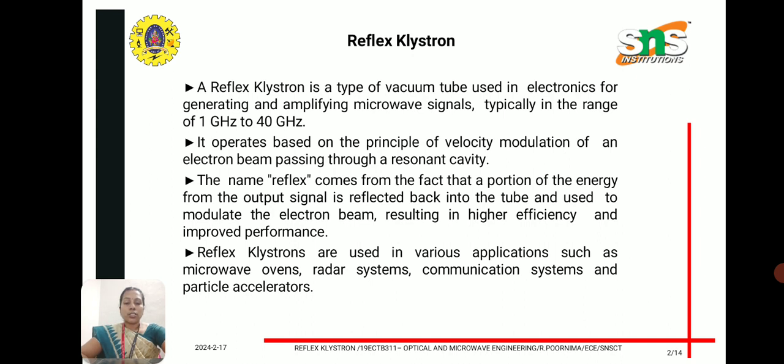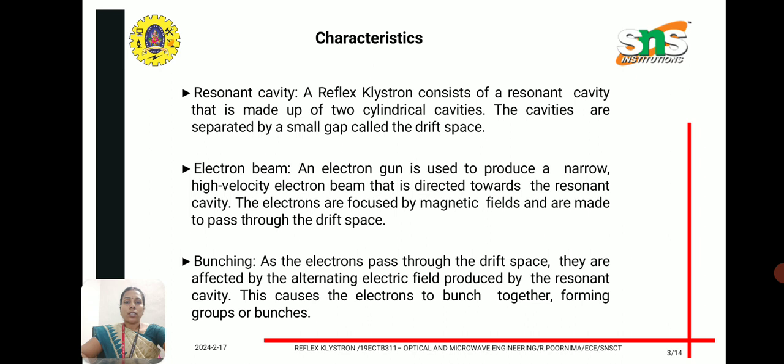The reflex klystron is used in microwave ovens, radar systems, communication systems and particle accelerators. So it is basically a microwave oscillator. Here are some of the characteristics. The resonant cavity we are using is made up of two cylindrical cavities. The cavities are separated by a small gap known as the drift space.